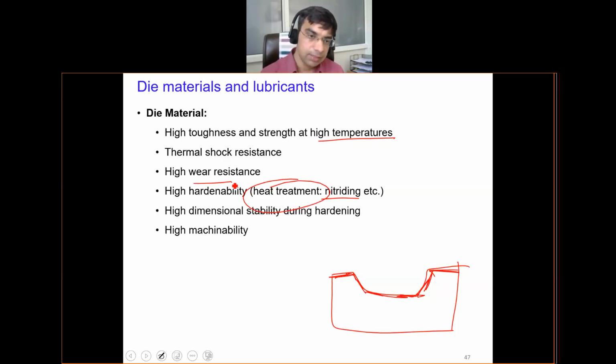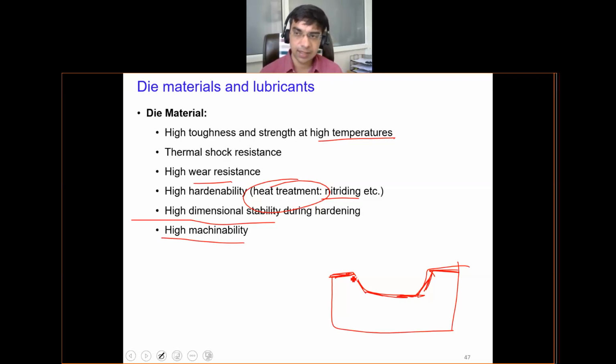Dimensional stability should be maintained, meaning the die should not change its own dimension under the influence of temperature and applied pressure. Otherwise the final product dimensions will vary a lot compared to what was intended. Then it should have good machinability, because in closed die forging, for example, we intend to create several complex shaped cavities in between.